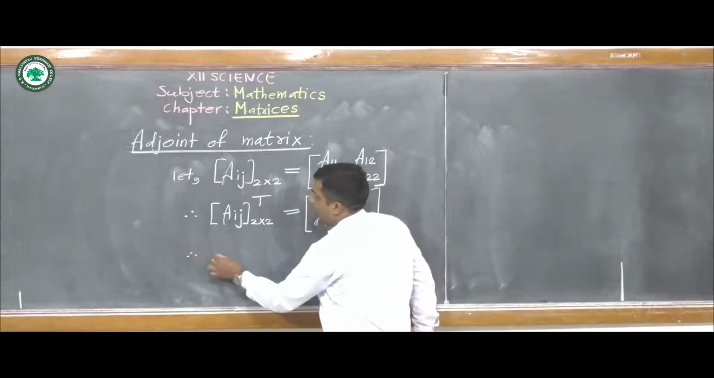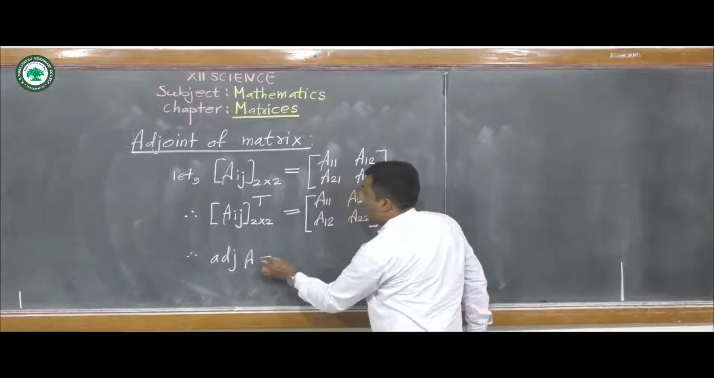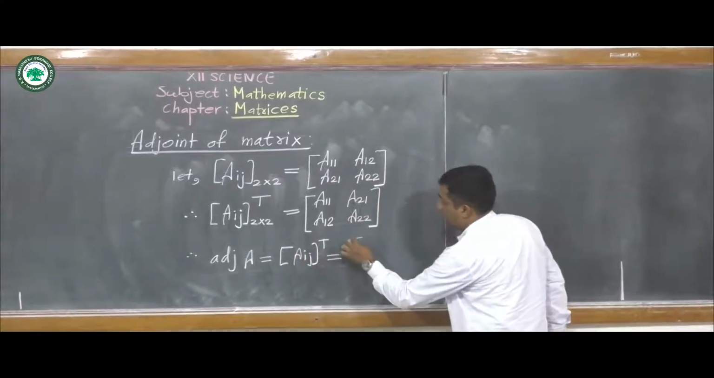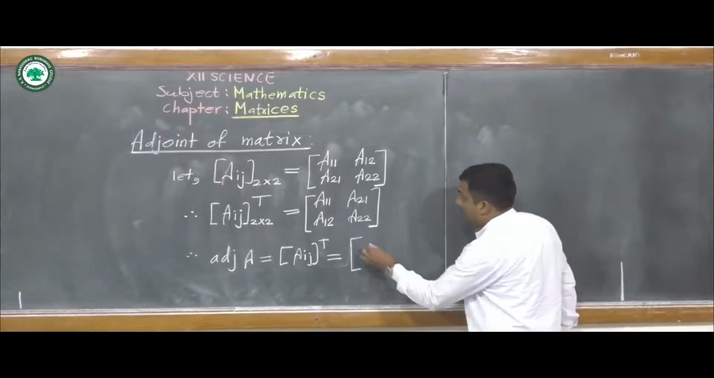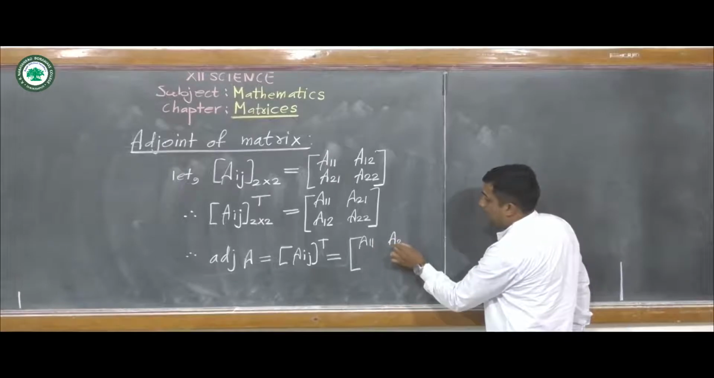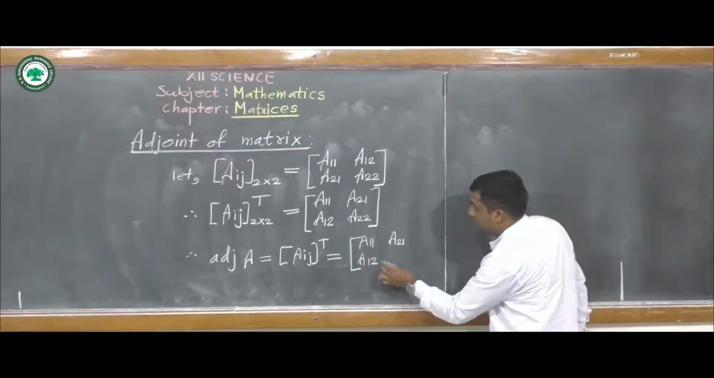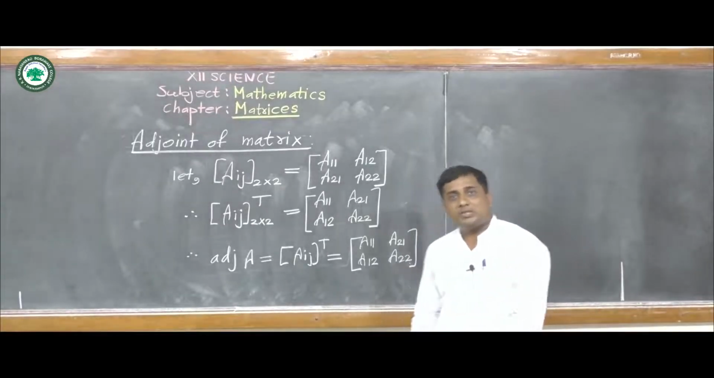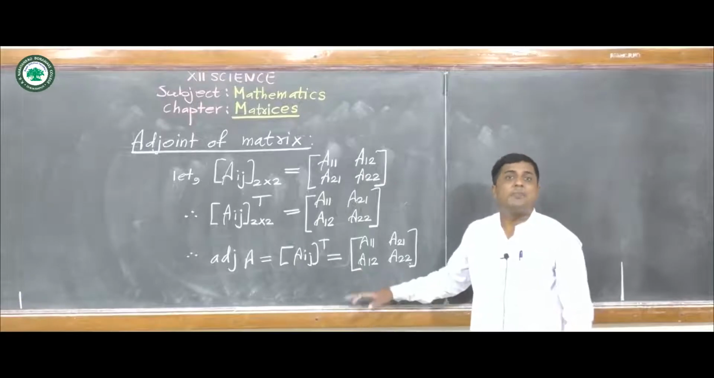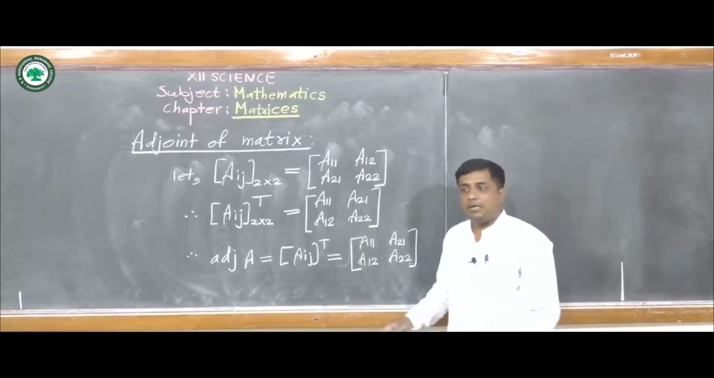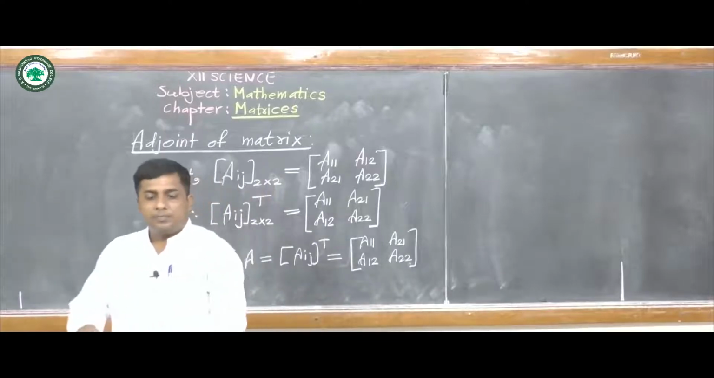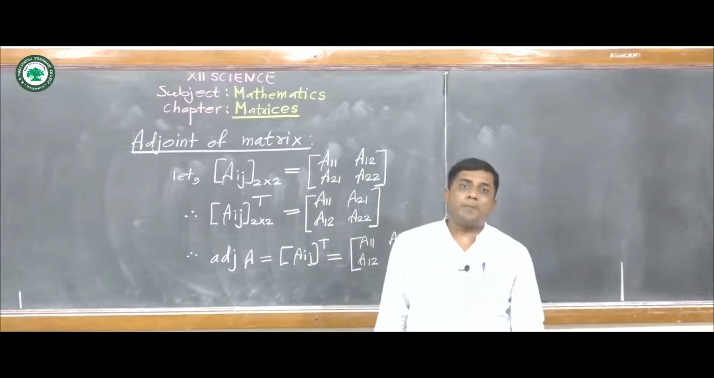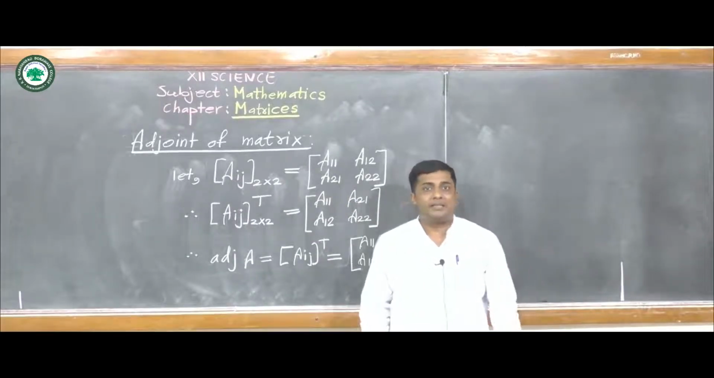Therefore, the adjoint of A is equal to the matrix having Aij transpose, which is the matrix having elements A11, A21, A12, then A22, and this is the adjoint of A. This is the adjoint of A. So remember this concept. By using minor, cofactor and the adjoint method, we find the inverse of a given matrix, that is, by the adjoint method.